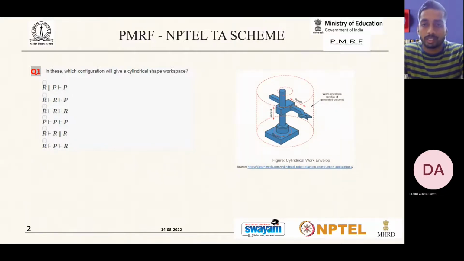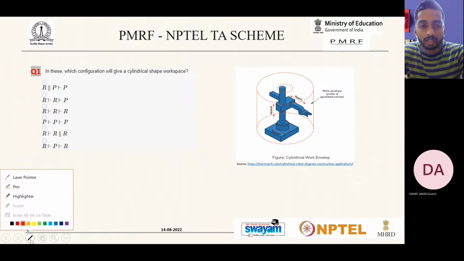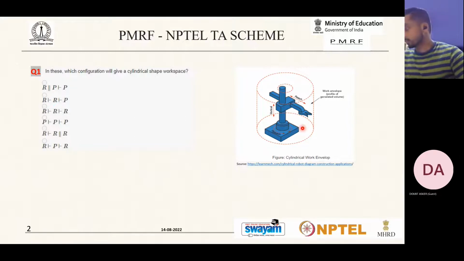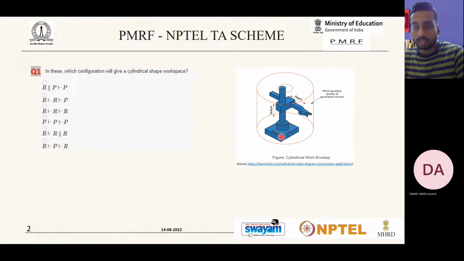For example, if you can see here on the right side, this is a cylindrical workspace, or cylindrical work envelope, of a robot. As you can see, there is one rotation here, and then one translation, and then again another translation in another direction, perpendicular to the direction of the earlier translation.